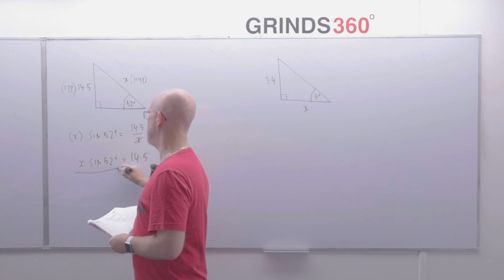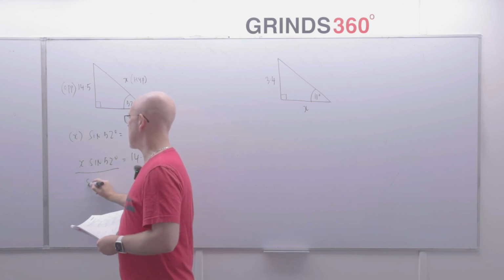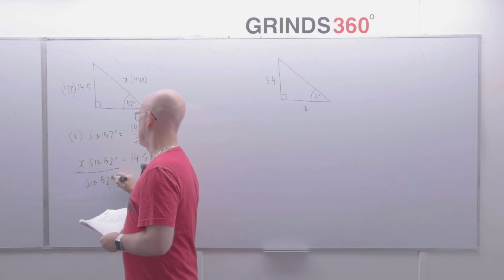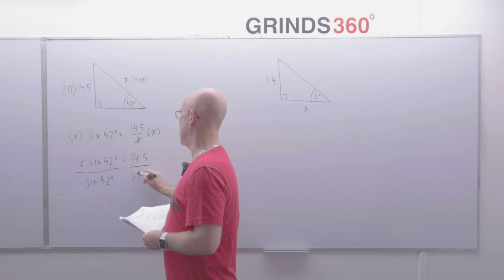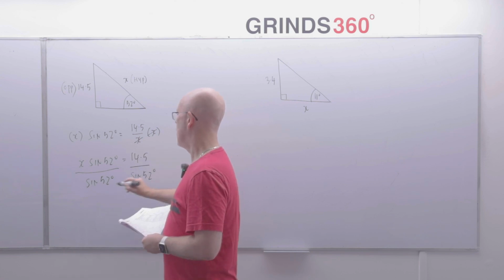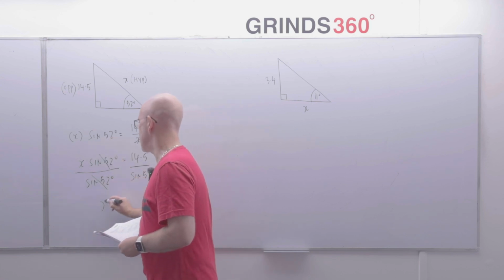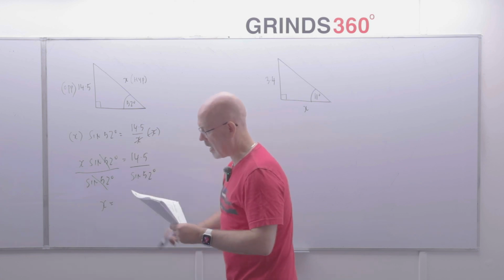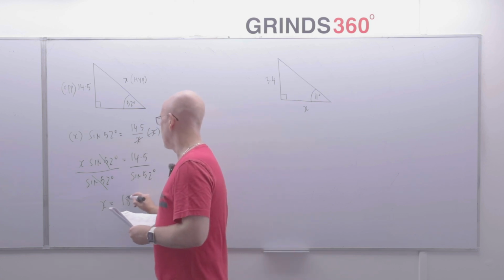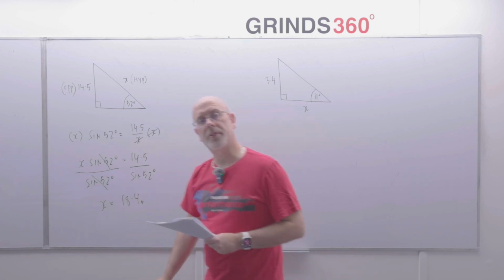And then if we divide both sides by this, we leave the x by itself on the left-hand side. So I'll divide both sides by sine 52 degrees. They'll cancel on the left. You can just get the x by itself. And if I pop that into my calculator, I get about 18.4. That's the answer to part 3.